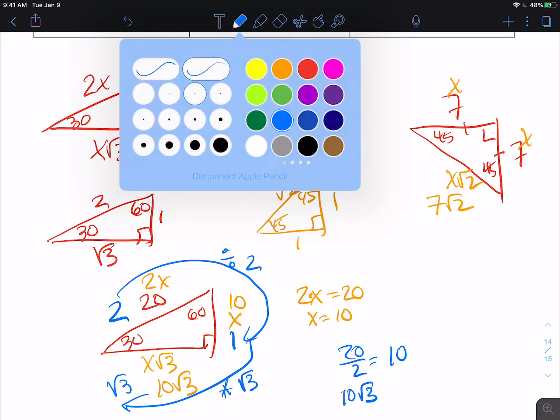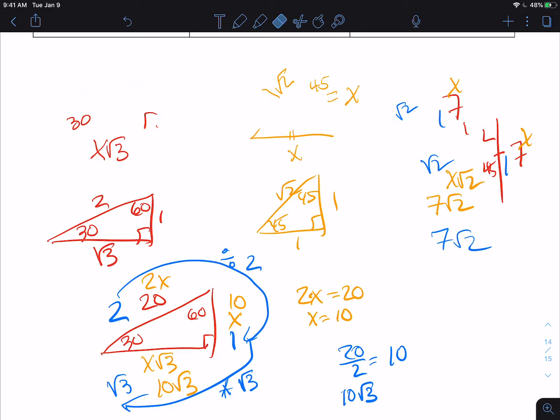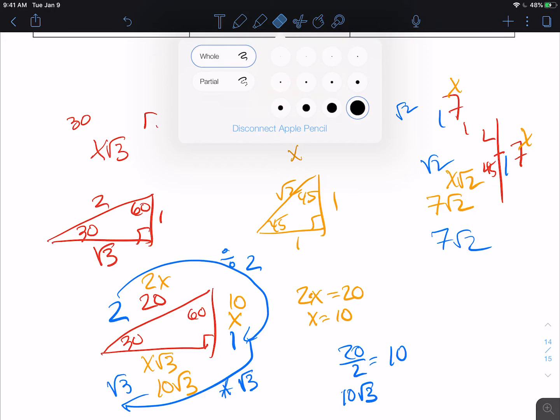Or you can do where I say this is 1, 1, root 2, and I'm saying, well, how do I go from 1 to root 2? Well, I multiply by root 2. So then that side would be 7 root 2. So let's try a couple of other examples.